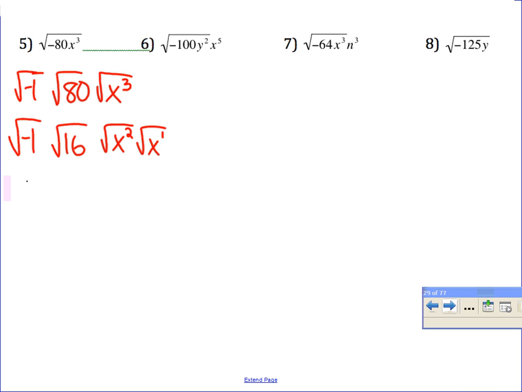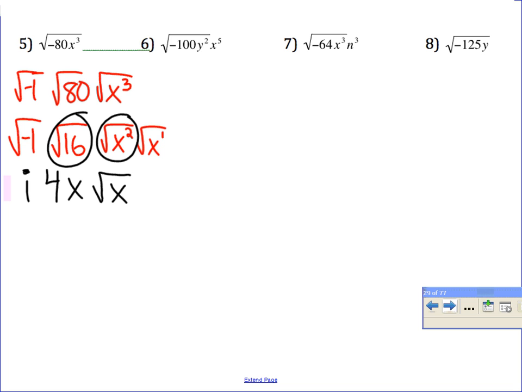We know square root of negative 1 is i, so I'm going to drop that down as i. I'm going to circle square root of 16 and square root of x squared. Square root of 16 is 4, it's a perfect square. Square root of x squared is x. And then leave the square root of x inside the radical because that is not a perfect square.